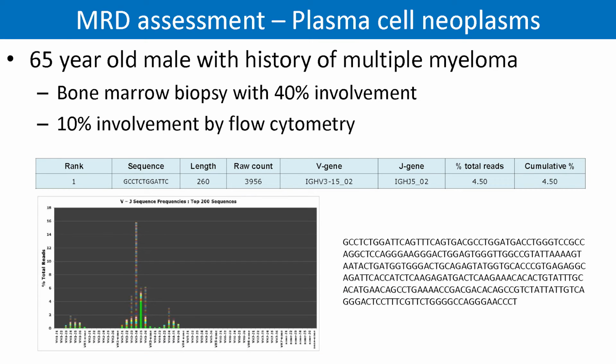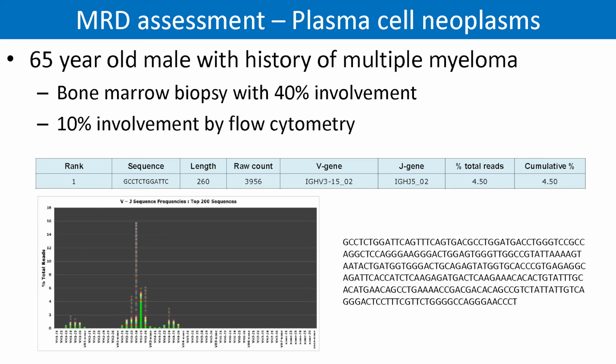In terms of the MRD assessment of plasma cell neoplasms, as you know, plasma cell neoplasms are difficult to assess even by flow cytometry, and that is because you usually have a bone marrow that is loaded with disease, like this patient, a 65-year-old male who had multiple myeloma. The bone marrow biopsy shows 40% involvement, but when you actually do the aspirate, you end up with very, very few plasma cells. So assessing those samples is just very difficult.